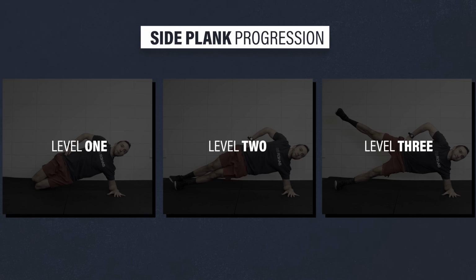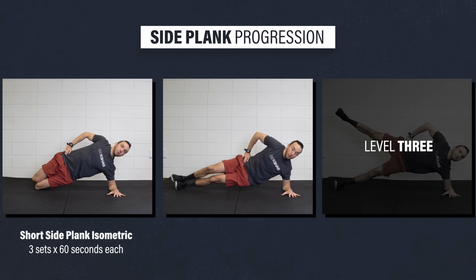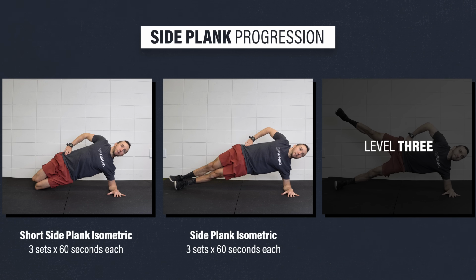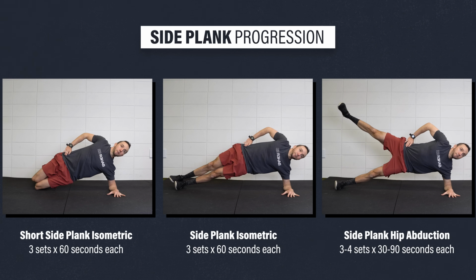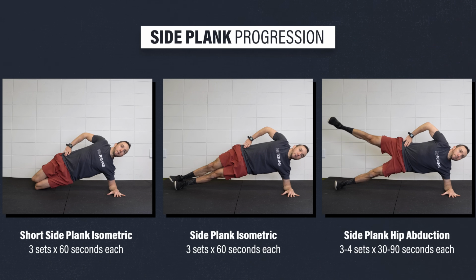Option 2, side plank progression. Start with a short side plank isometric, progress to a side plank isometric, and then you can perform a side plank with hip abduction, where you slowly lift and lower the top leg under control.